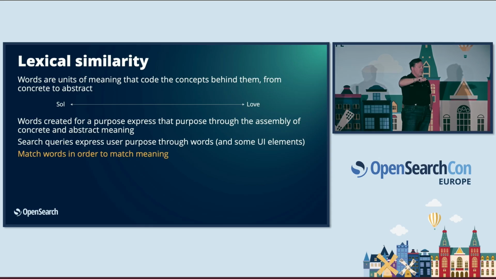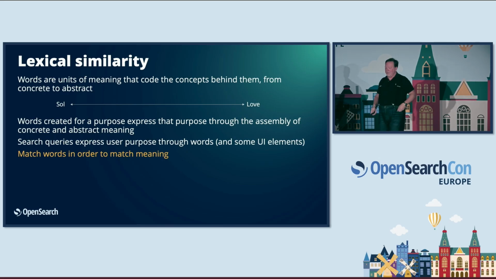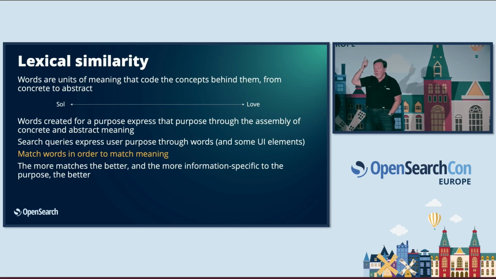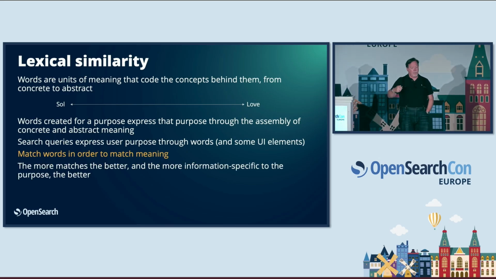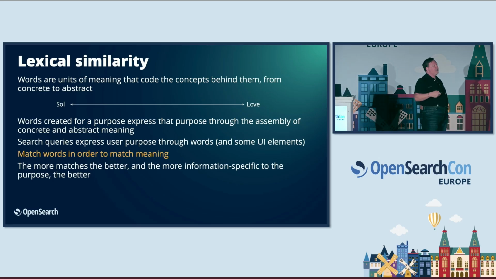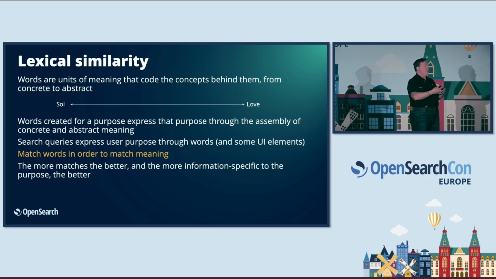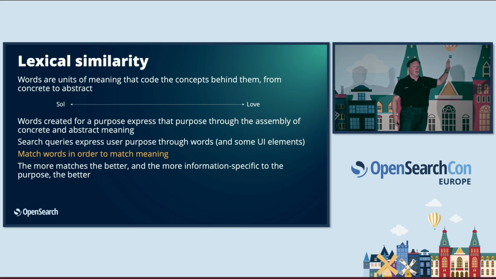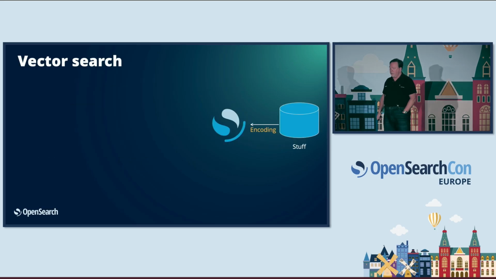And for lexical search, the idea is, okay, if we match words, we'll match meaning, and we'll create similarity. So the more matches, the better. The more rare the terms matched, the better. That's how we decide for lexical search what is a relevant search result.